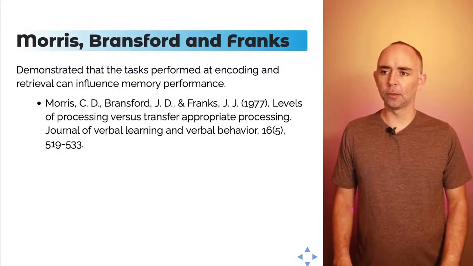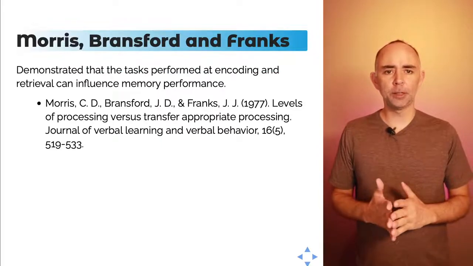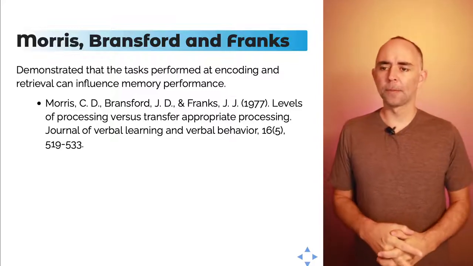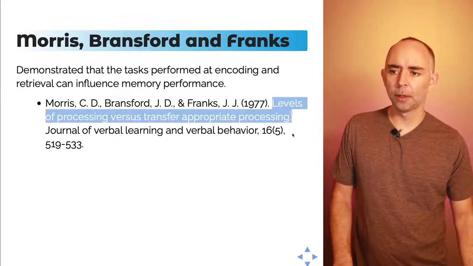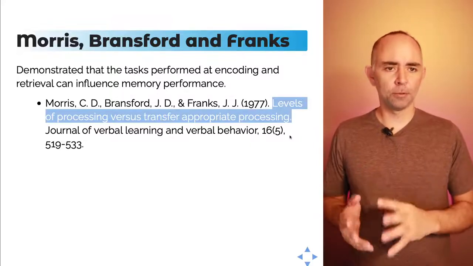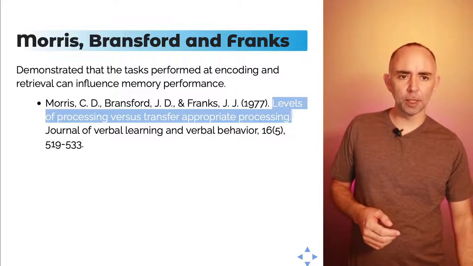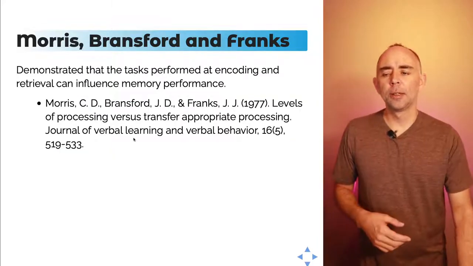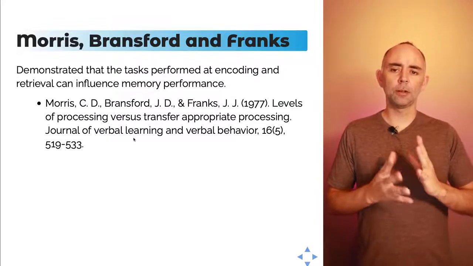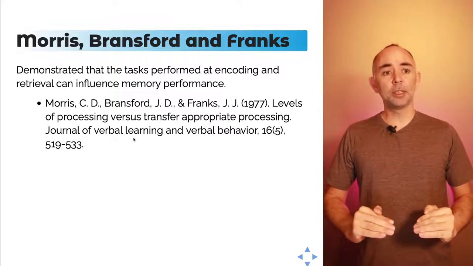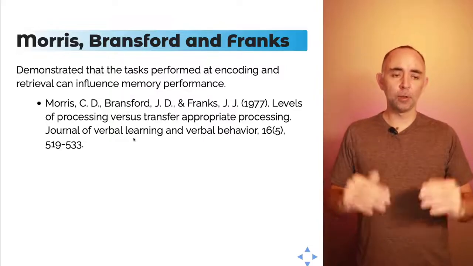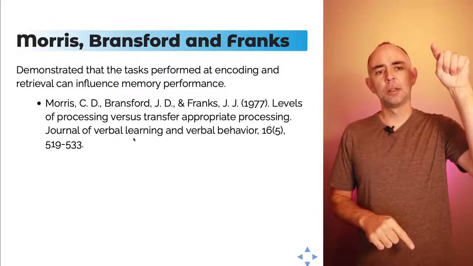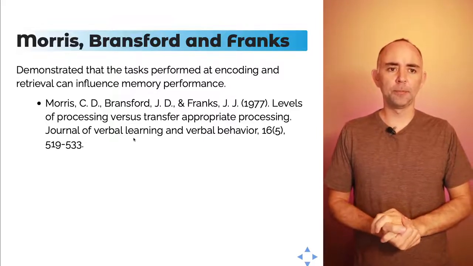But let's see an example. We're going to turn to a paper by Morris, Bransford, and Franks, and they demonstrated that the tasks performed at encoding and retrieval can influence memory performance. And I want to point out the title here, Levels of Processing versus Transfer Appropriate Processing. If you look at the timing of this paper, it came out just after the Levels of Processing paper, and it also came out in the same journal. The idea behind this paper was to clarify that it's not necessarily how deeply you encode something. That's not the only thing that matters. You can encode something deeply, but fail to remember it if the retrieval test doesn't match well with the demands of the way that you encoded things deeply.